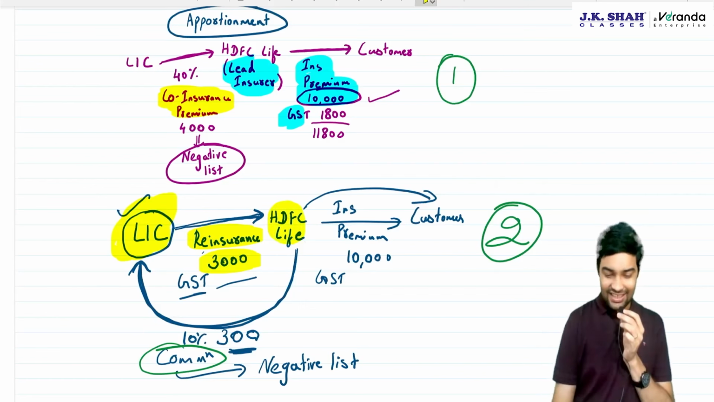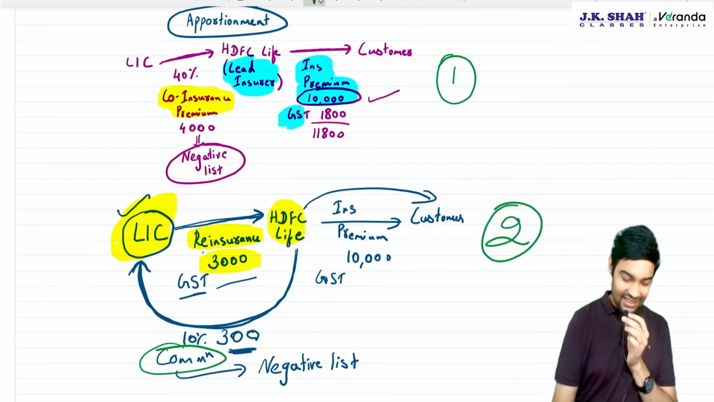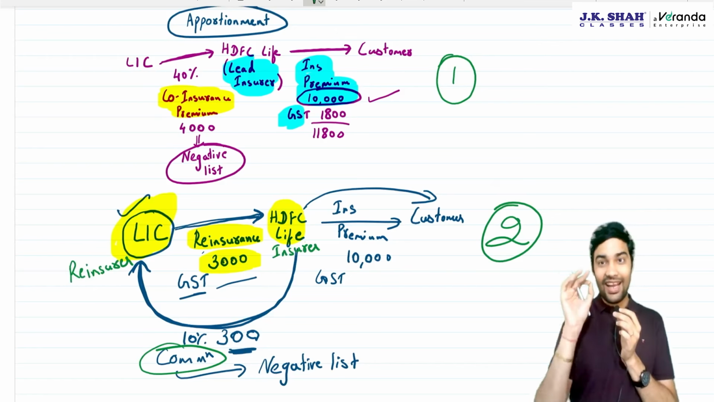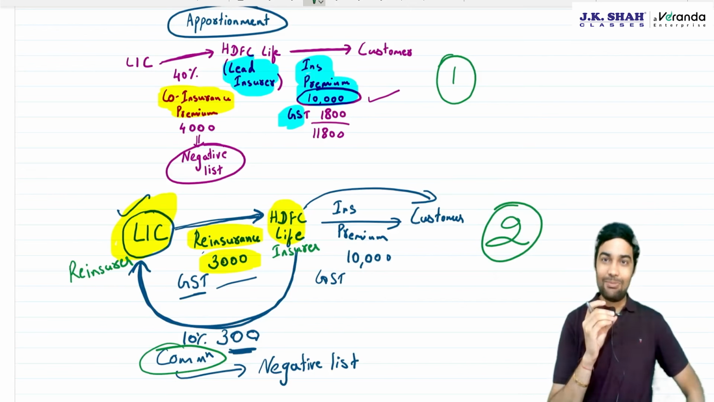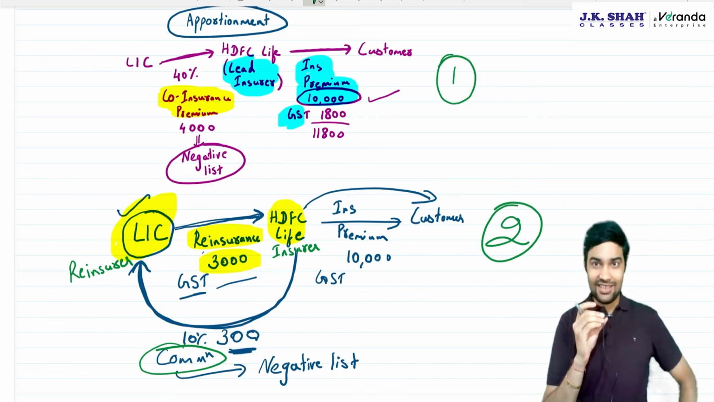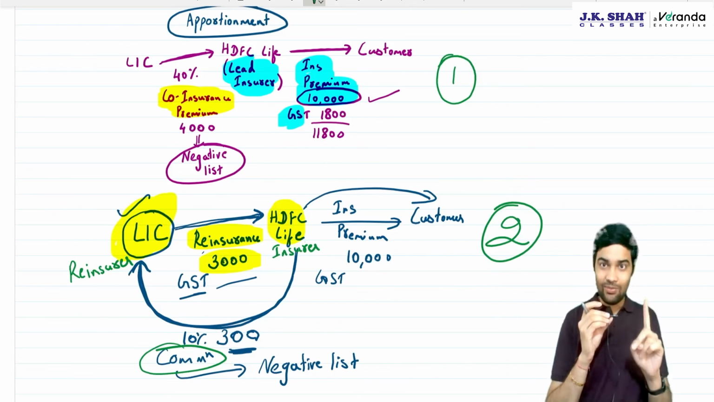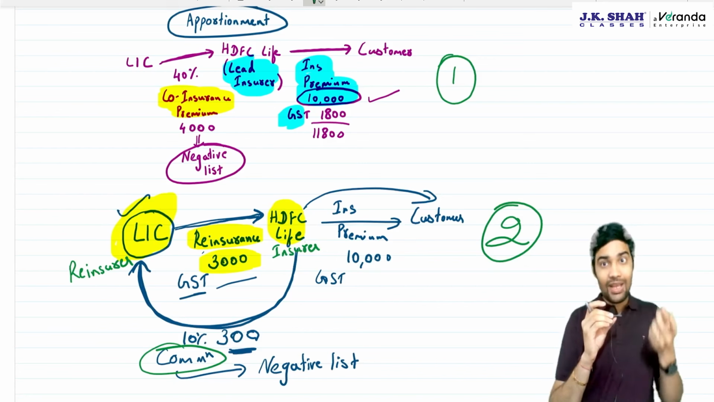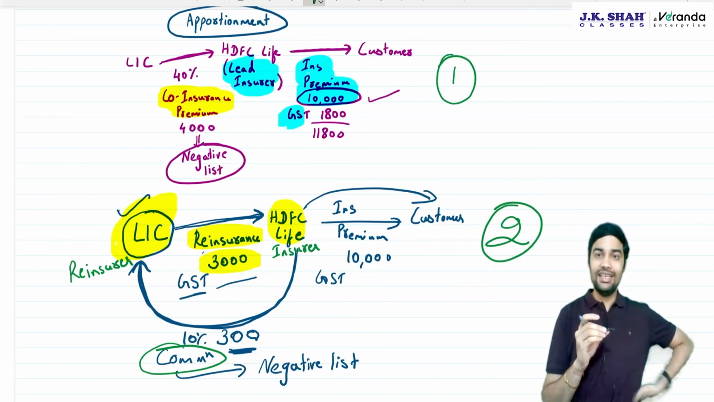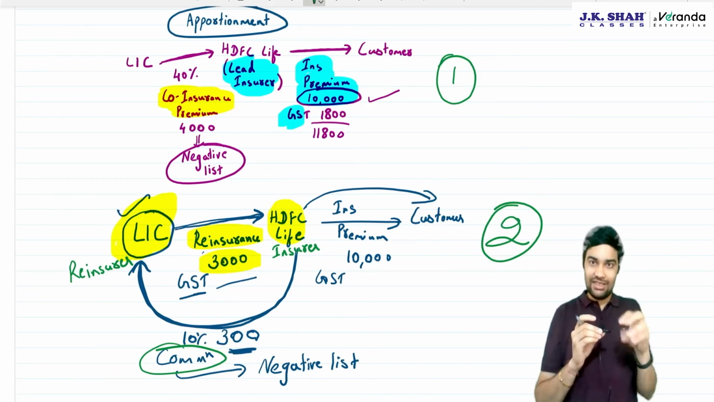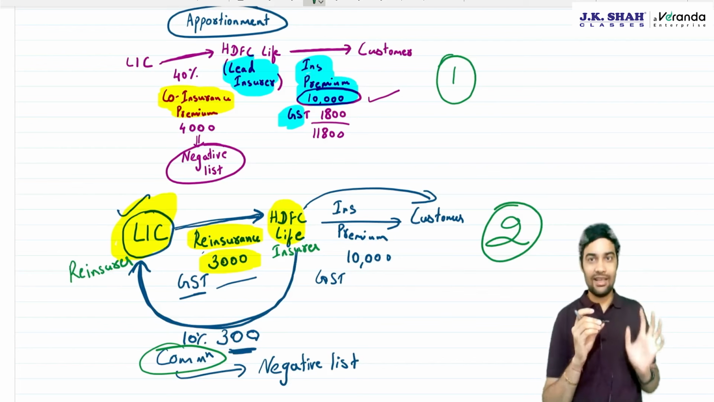because who is the main insurer? HDFC Life. Who is LIC? Reinsurer. So if reinsurer has charged full GST on entire premium, then in that case GST will not be applicable on reinsurance commission. So two things are in negative list. One, co-insurance premium and reinsurance commission. Reinsurance commission is also called as ceding commission. Ceding commission is when I am at this policy, I need to charge a commission.